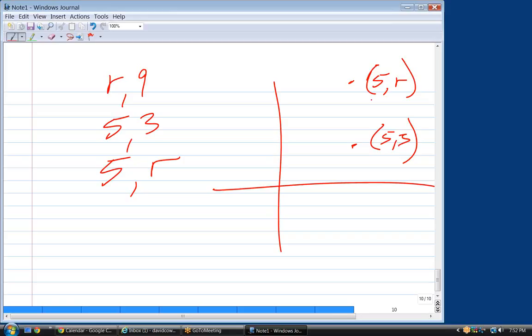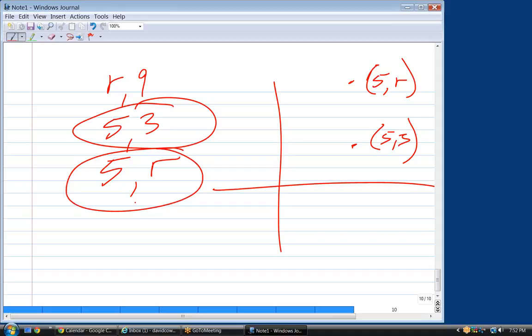In other words, I plot the only point that I know, 5 comma 3. And there's another point at 5 comma R, in other words, the same X value with a different Y value. That's not a function. If R is anything other than 3, it fails the vertical line test immediately. There's nothing it can be except 3 so that it would be on the same point. In other words, if R is 3, then there's my point, and I really only have 2 points.